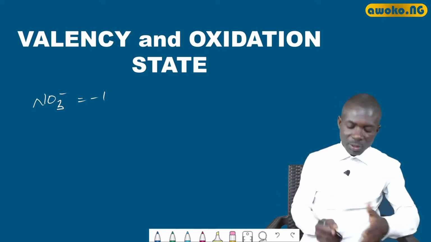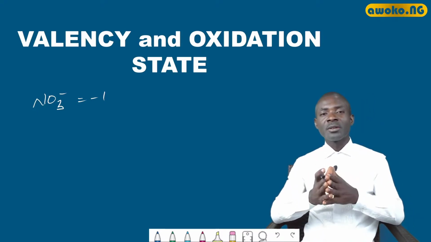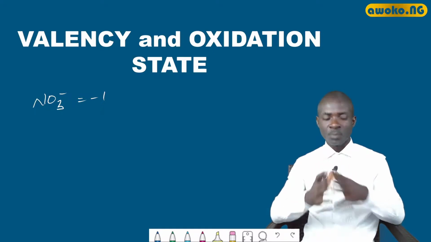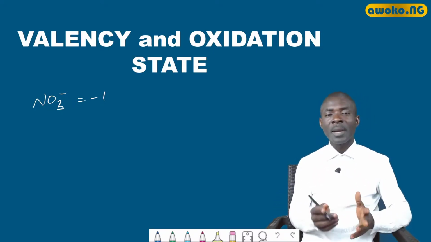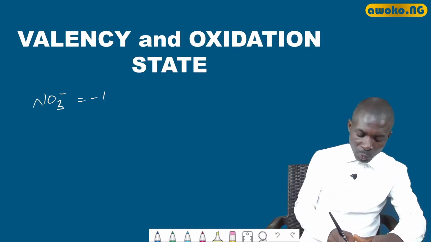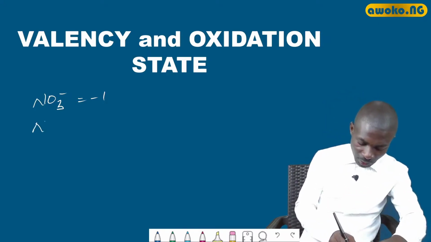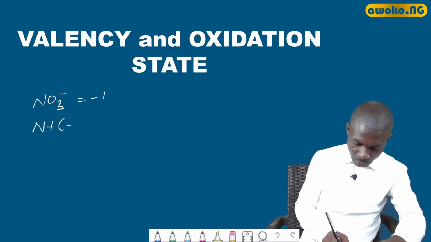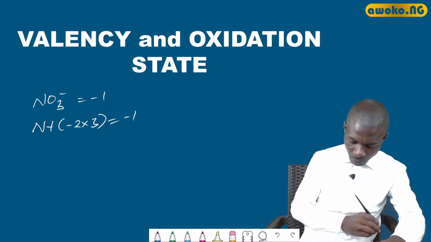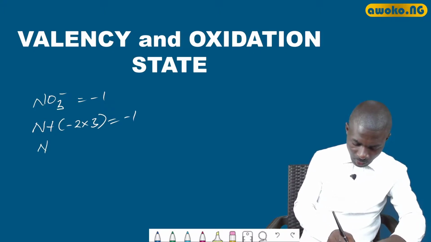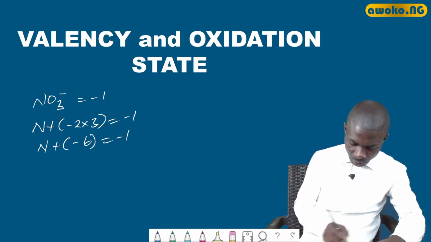So we have the sum of oxidation states of an ion is equal to the what? The charge on the ion. Of course, the charge here indicating what? -1. So you simply make nitrogen the subject of the formula. So here we have N plus -2 multiplied by 3 to give us -1. So we have here N plus bracket -6 is equal to -1. So N plus -6 is equal to -1.